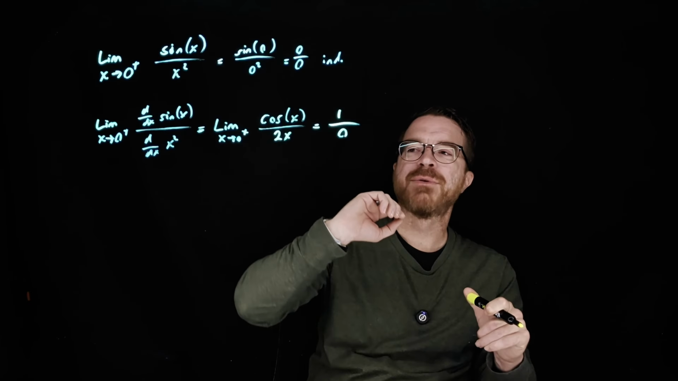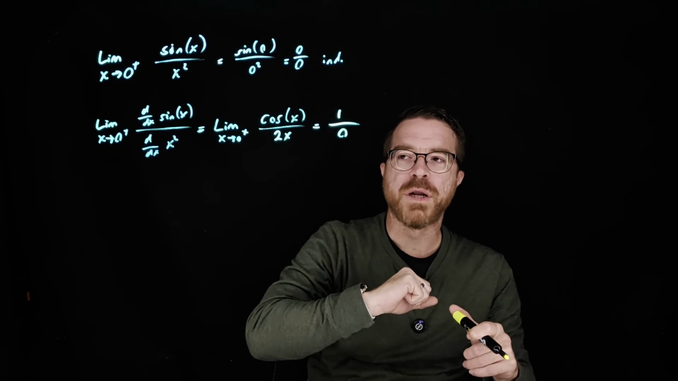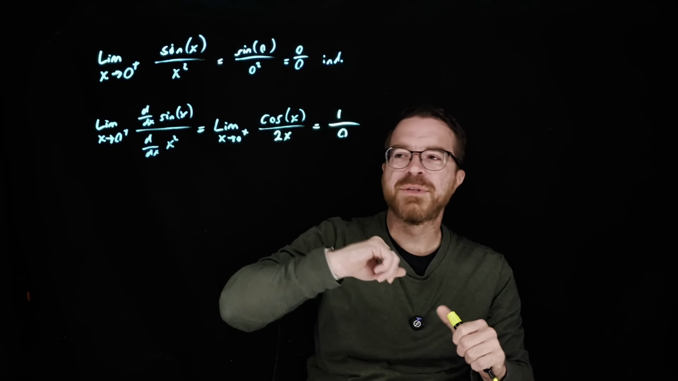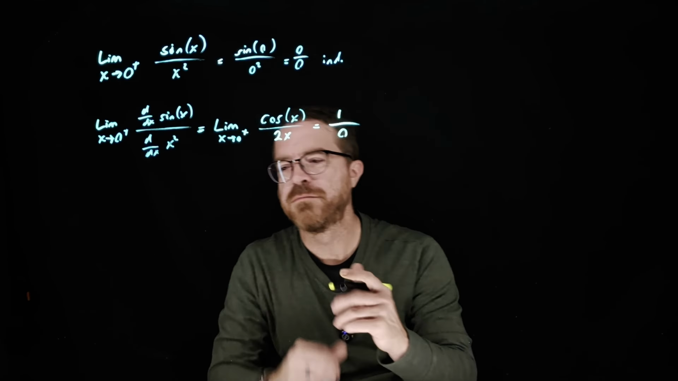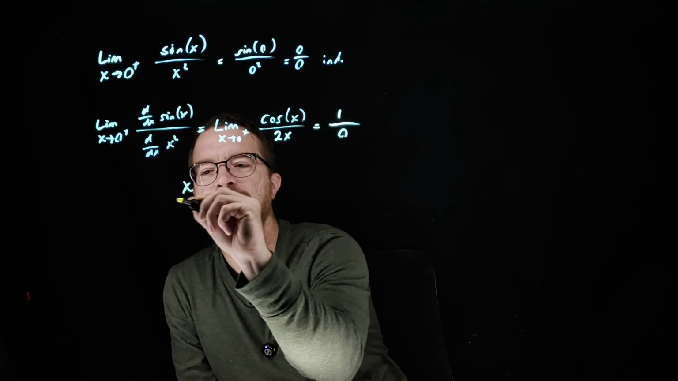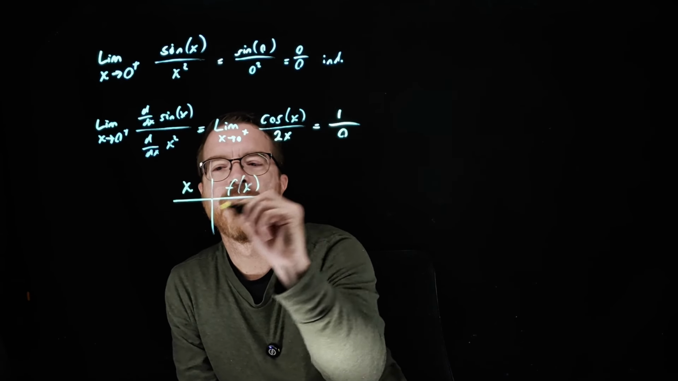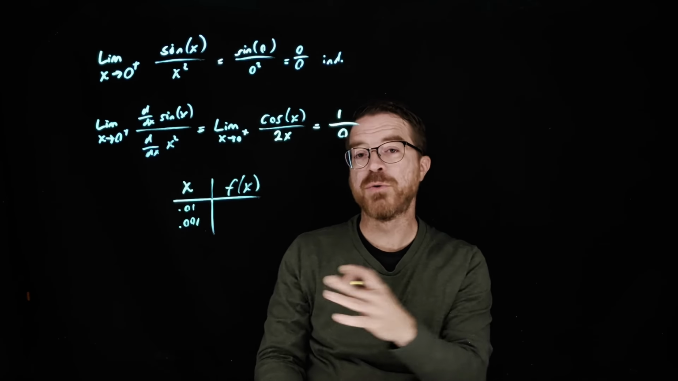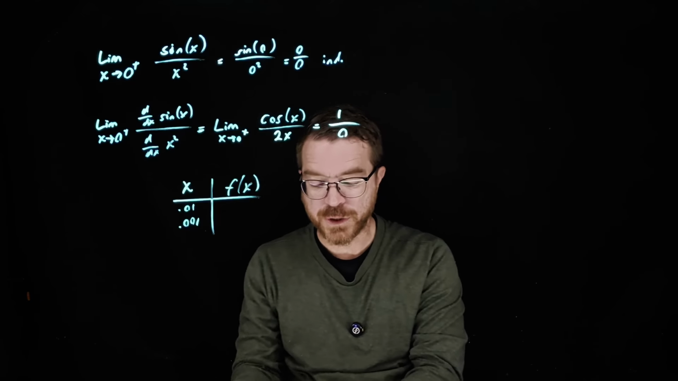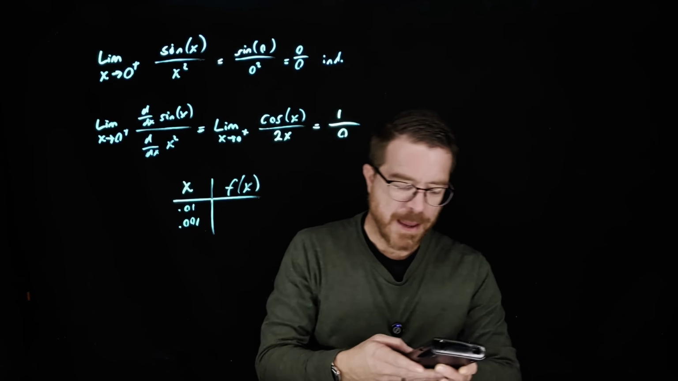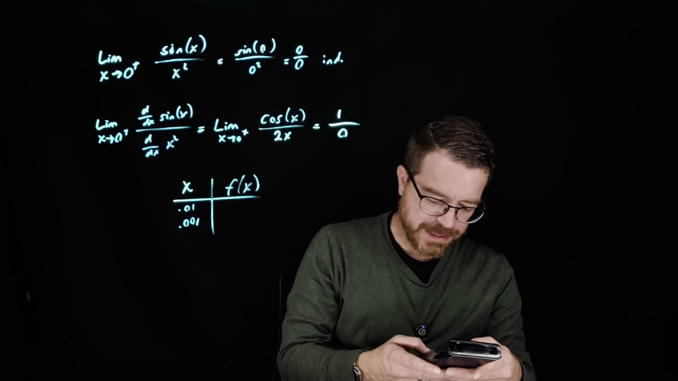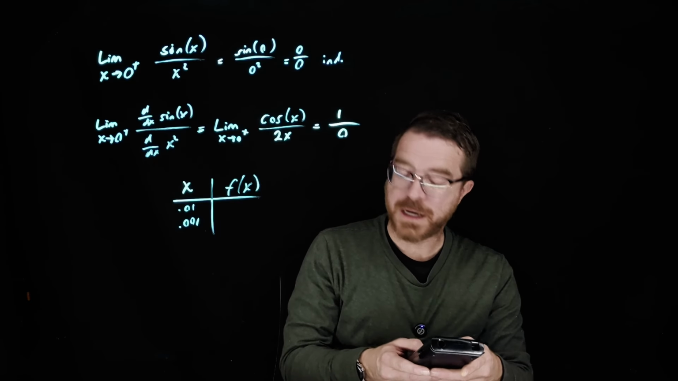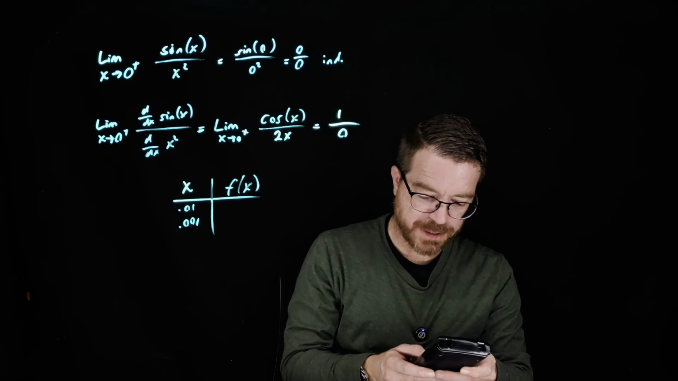So let's say that I had a value that was just a little bit bigger than 0. Let's say we looked at x equal to 0.01 and then 0.001. Let's look at what happens as we approach 0 from the right and get closer and closer. So plugging this in, I'm just going to use my calculator for this. I'm going to have cosine of 0.01 divided by 2 times 0.01.